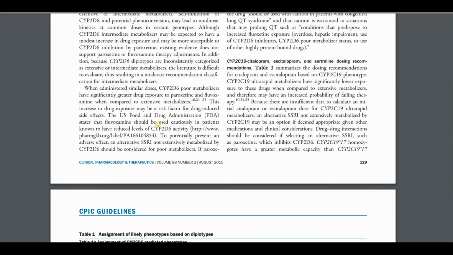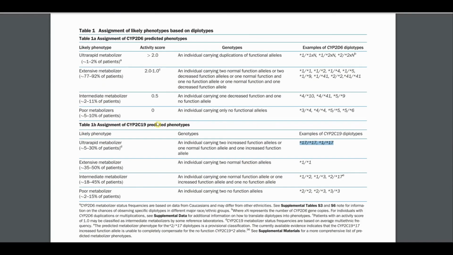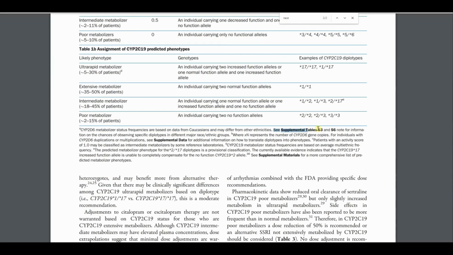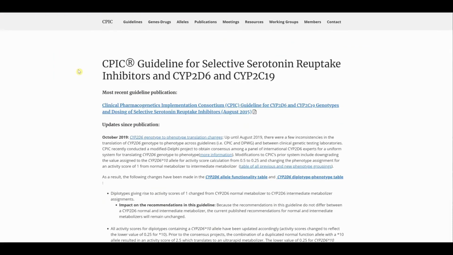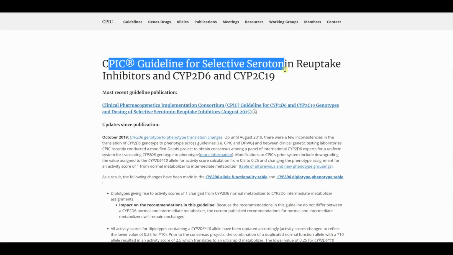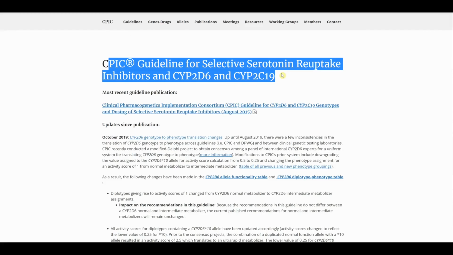So again, there's many different areas you could go to figure this out. I just stayed in the CPIC guidelines because the CPIC guidelines give you all that you need. See Supplemental Tables, S3 and S6 for information on the chances of observing specific diplotypes in different race or ethnic groups. Oh, okay. So these frequencies of race and ethnicity is not put in the main paper in CPIC guidelines. You have to go to those supplemental tables, which again, if we click on guidelines and then click on the guideline for SSRIs in CYP2D6 and 2C19, it brings you to everything you need.